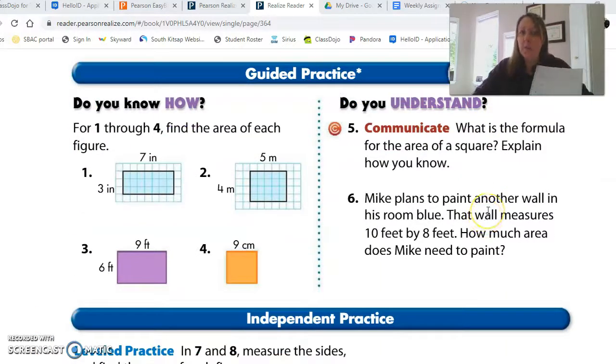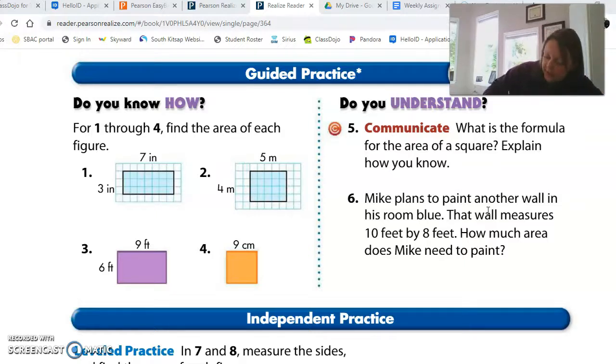For 1 through 4, find the area of each figure. So for every single problem, I am going to write down the formula. Then I am going to replace my variables with the numbers that I know, and then we're going to figure out the answer. So for number 1, I do not have to count those squares. Now that we are almost 4th graders, it's ridiculous to sit and count those squares. We're going to use our math and our number sense and multiplication instead.